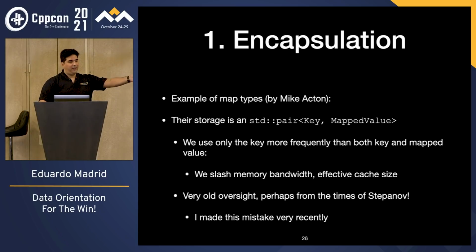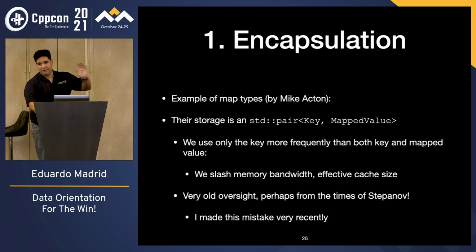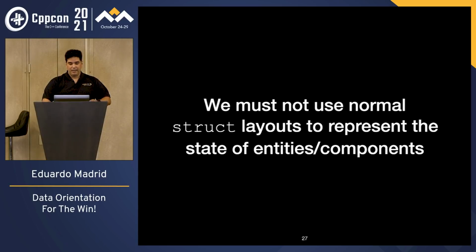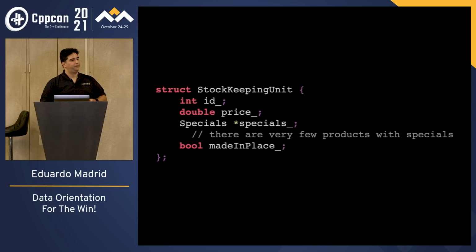And to be honest, I was made aware of it just reviewing his presentation for this presentation. I made that mistake very recently in something that I attempted to be the best performing hash map that I could make. Well, I think that the conclusion that we have to arrive at is we cannot use normal struct layouts to represent states. So what are we going to be using then?